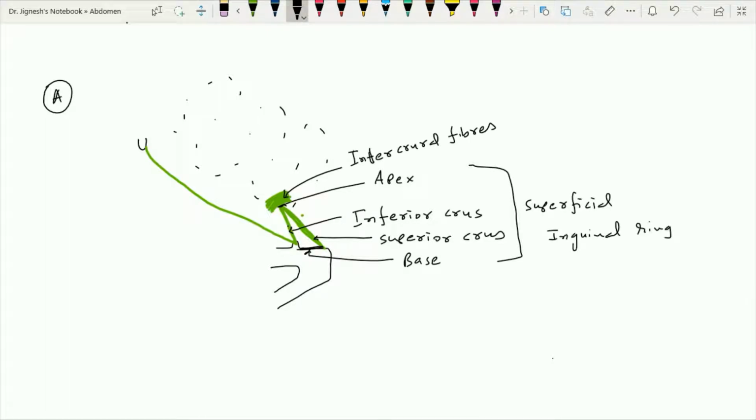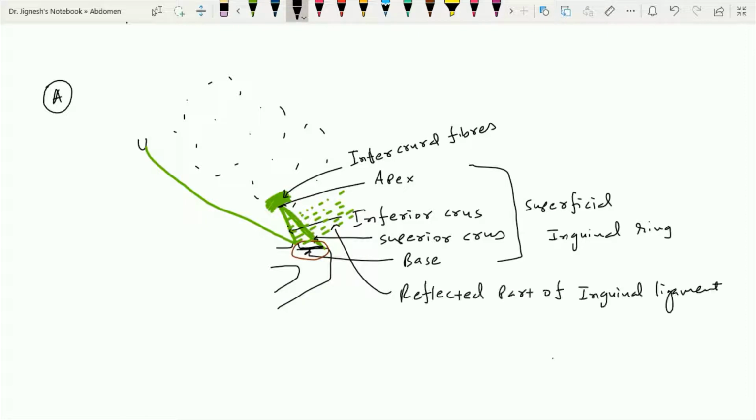The base of the superficial inguinal ring is formed by this pubic crest, and the apex is situated at the meeting point of the superior and the inferior crus of the ring. Some fibers from the inferior crus pass upward and meet the same fibers of the opposite side after crossing the linea alba, and these fibers are called the reflected part of the inguinal ligament. And this reflected part of the inguinal ligament passes in front of the conjoint tendon, which is going to be formed by internal oblique and the transversus abdominis muscle.